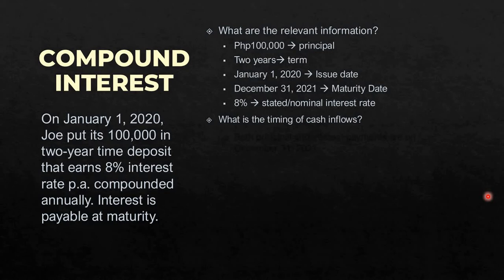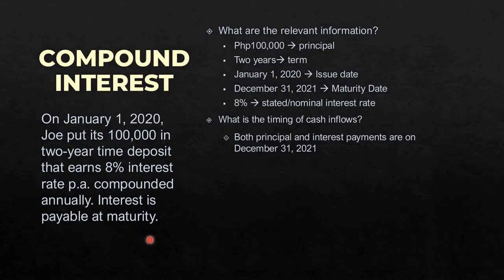So, ang cash inflows natin is, again, both the principal and interest payments are collectible on December 31, 2021. Kasi nga, this is a time deposit, no? So, to collect the principal, we have to wait after 2 years as well as for the interest payments. Kasi nga, sabi rito, interest is payable at maturity.